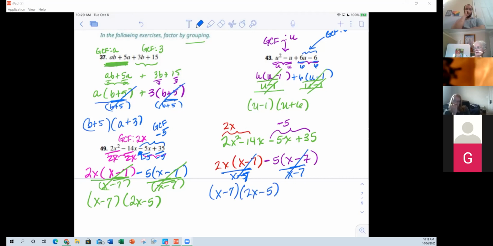Okay, so do we solve it from there? Nope, just leave it just like that. That's factored form. Oh. Okay.